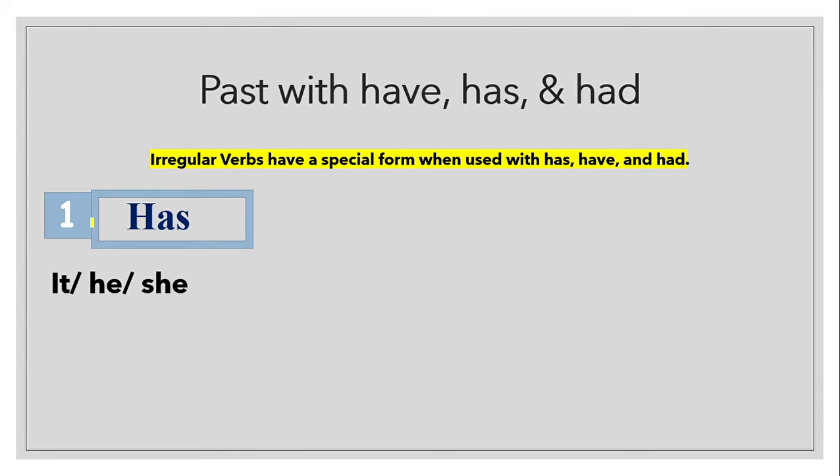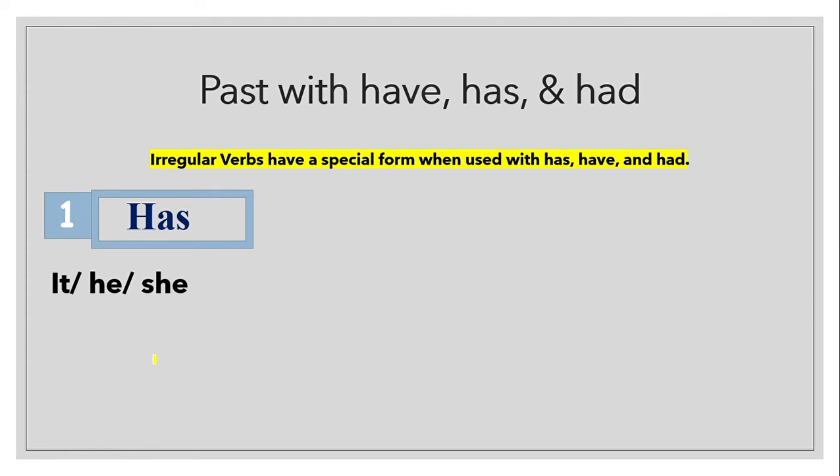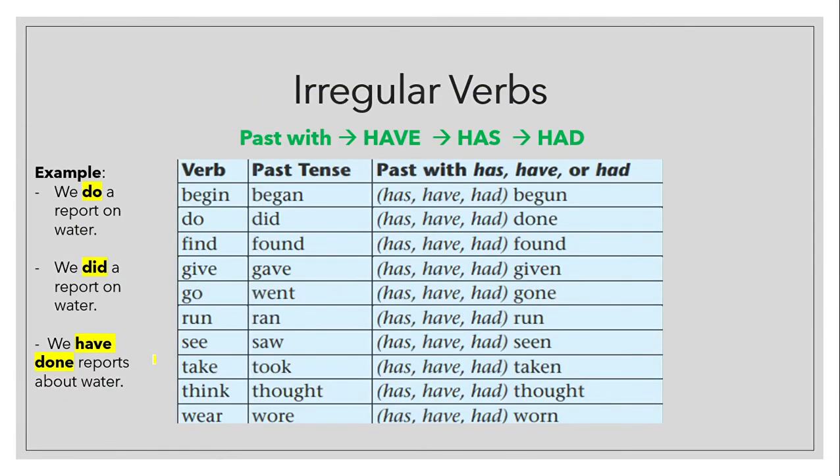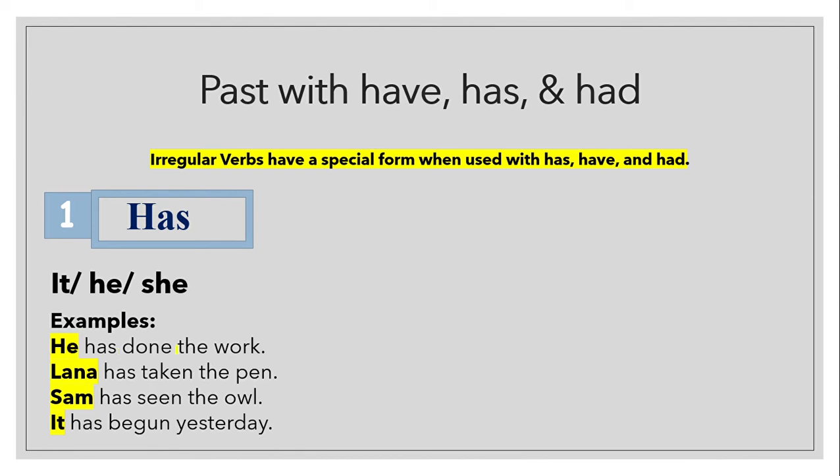Has. Pronouns it, he, or she are used for has. Like, he has done the work. I cannot say he have done. No, he has. Has is used for the singular. And again, why done, not did? Because if we get back to the table, that's why I'm telling you memorize it. Done is with has, have, and had, not did. So, he has done the work.